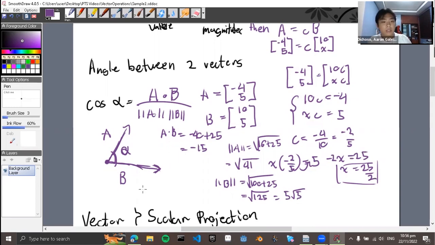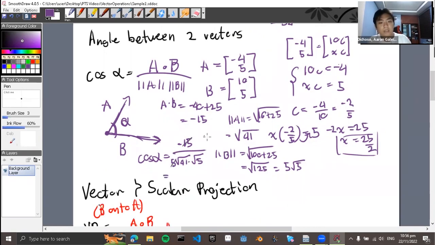Finally, putting it all together, that means we would have cosine alpha would then be equal to negative 15 over square root of 41 times 5 square root of 5. We can simplify that even further with the 3 here. So it would be negative 3 over square root of 41 times 5, which is square root of 205. So negative 3 over square root of 205.